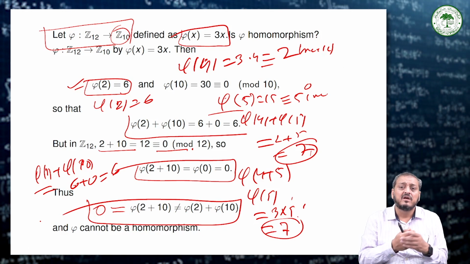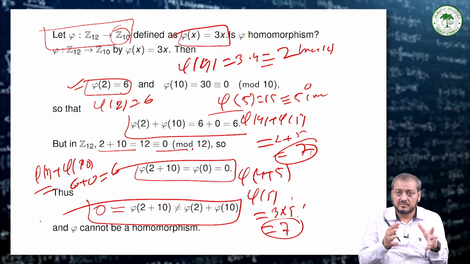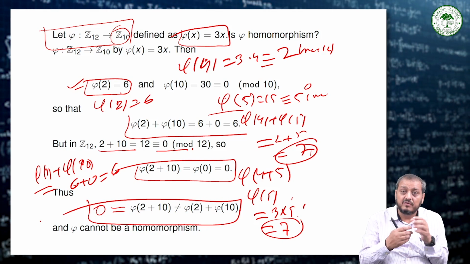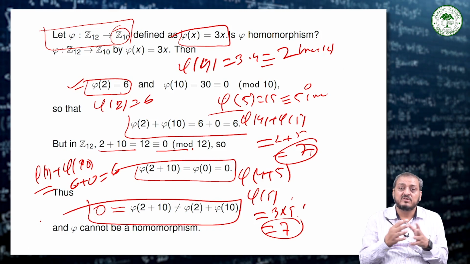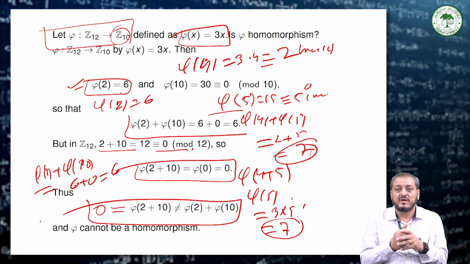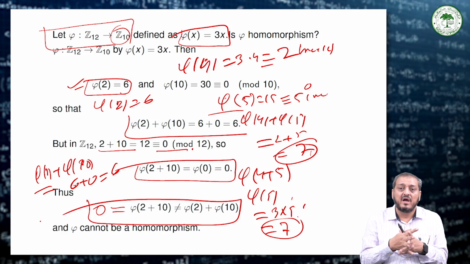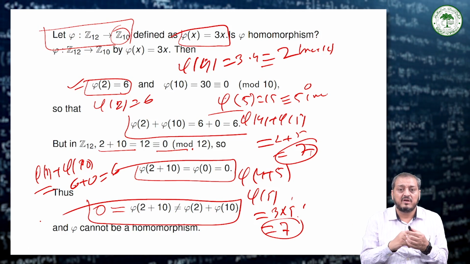This last one is another example, where we take the set of non-zero real numbers under addition, with phi of x equal to x squared. Phi of x is equal to x squared is again not a homomorphism.